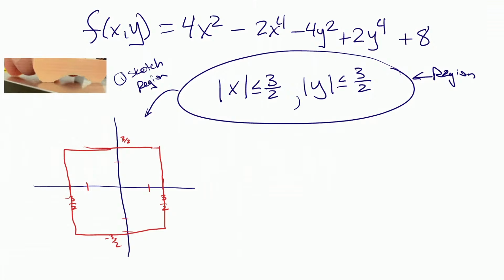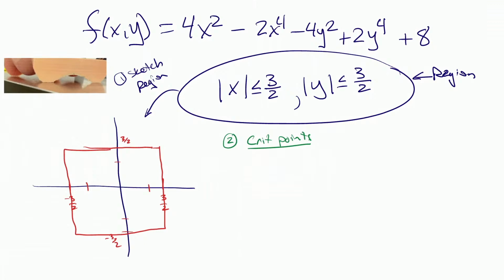Step 2 is find the critical points. Well, we did this before though. We did this last week sometime. So I'll just tell you what those critical points are. You could probably figure it out by looking at this.